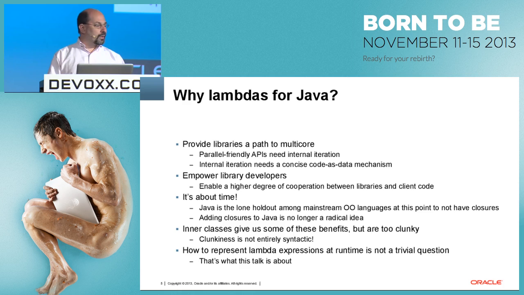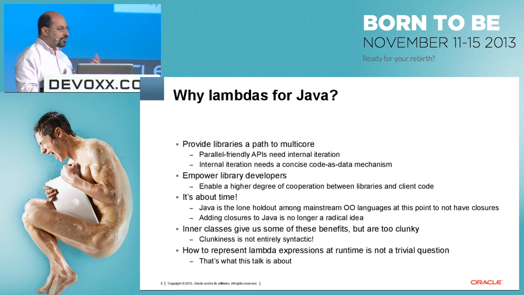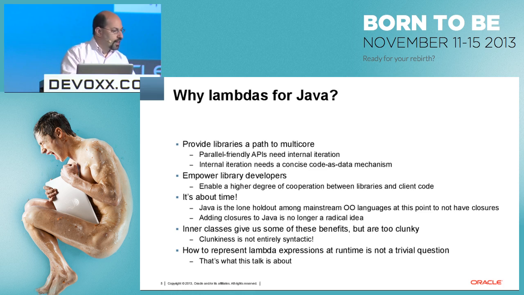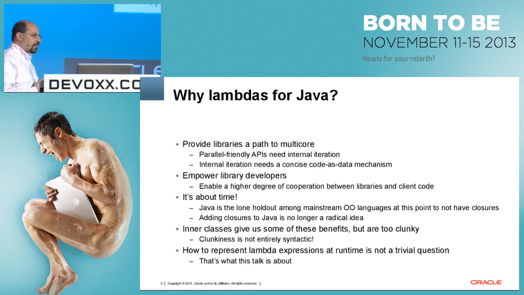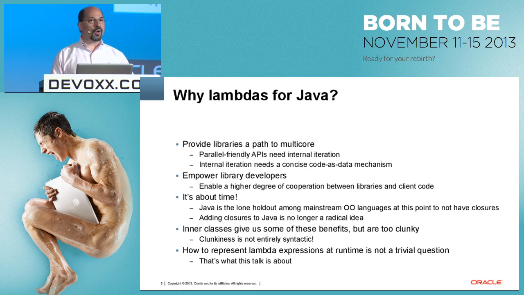The best way to do that is by delivering parallel libraries. In order to deliver parallel libraries, you need a mechanism called internal iteration. That's basically saying, here, for each element of the collection, do this thing. And in order to have that, you need a concise mechanism for passing behavior as data so that you can pass in the thing to be done for every element. Now, of course, that's not the only benefit. There are lots of cool things library writers can and will do once Lambda expressions are in the language that allow you to write code that's easier to read, easier to maintain, more obvious what it does.